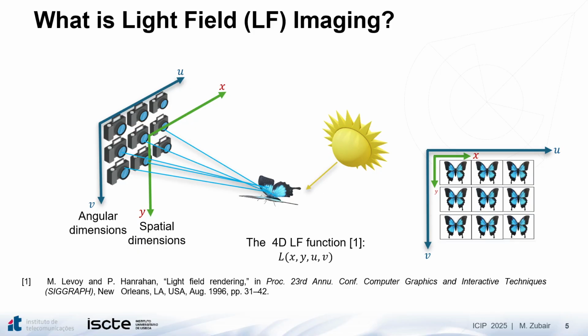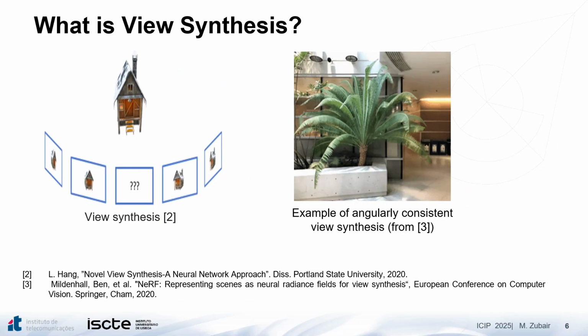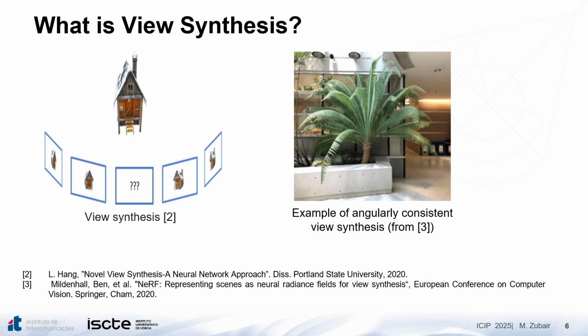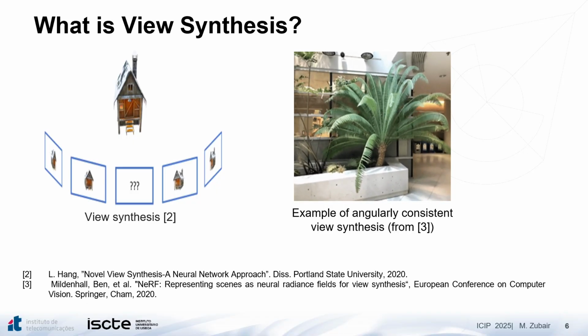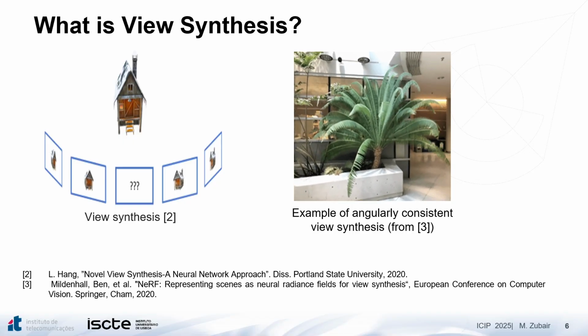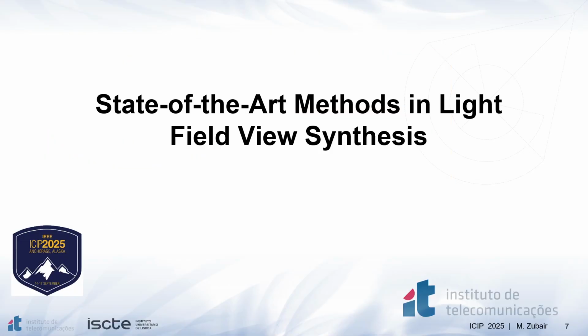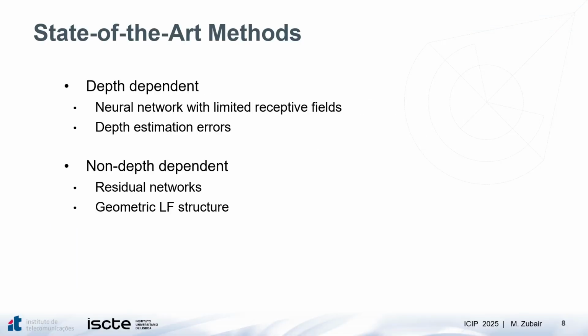Generating dense views from sparse input views is called view synthesis. Here I am showing two examples of view synthesis. In the first example, we have 2 by 2 corner views and we are generating the intermediate views. In the second example, we are showing an angular consistent view synthesis from the NeRF paper. Now in the next slide, I am going to discuss the state-of-the-art methods in light field view synthesis.